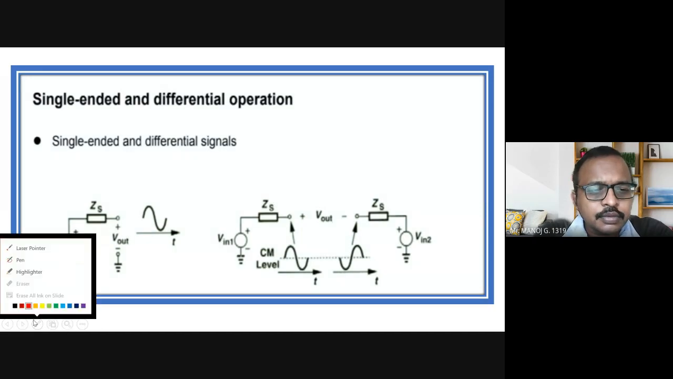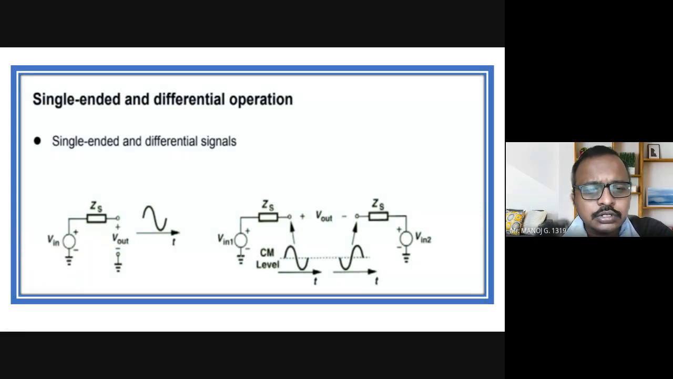Method, right? There are two methods in which they do it. One is single-ended. Single-ended means you give only one input and you have the output across the terminal, right? So this would be the output signal with respect to time. And then the second method of operation in which your differential amplifier works is your differential input.